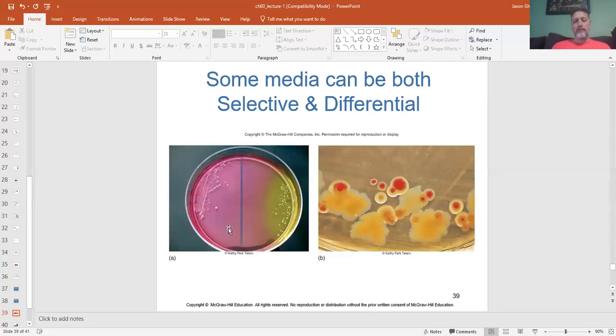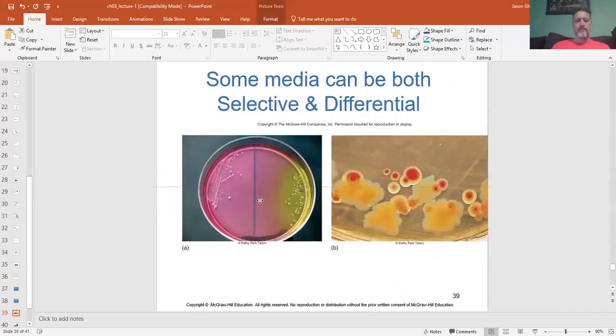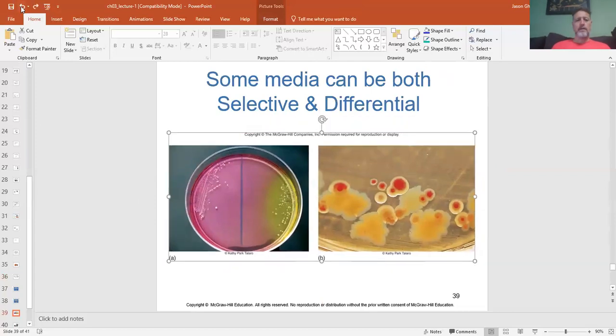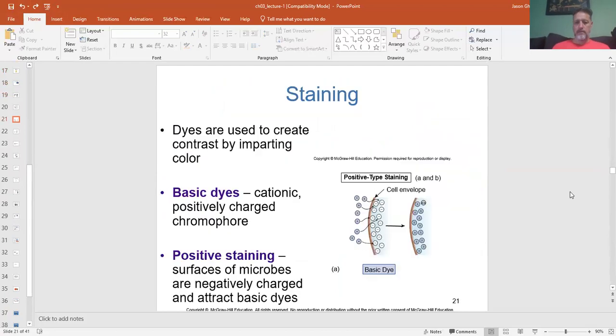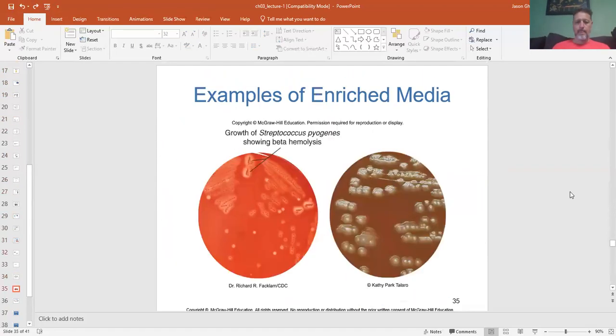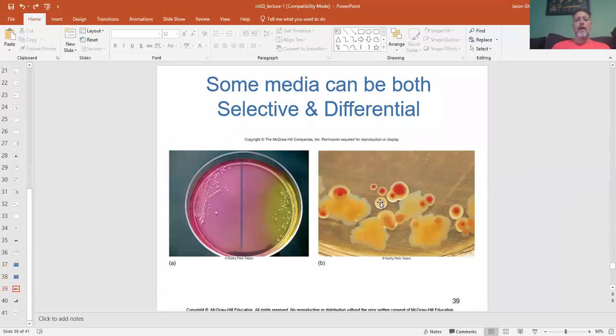This one on the left is mannitol salt. It is a selective media made to grow Staphylococcus. And then it is also a differential media because the pathogenic Staphylococcus will appear yellow and turn the background yellow. So it does differentiate a little bit.